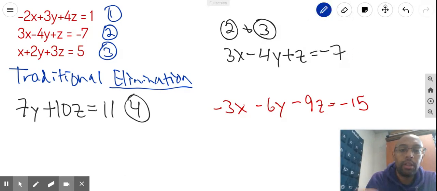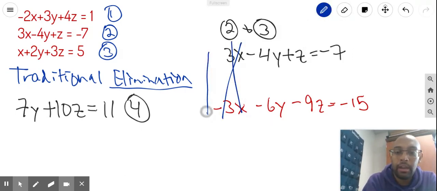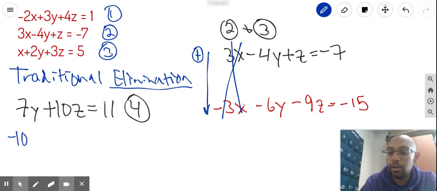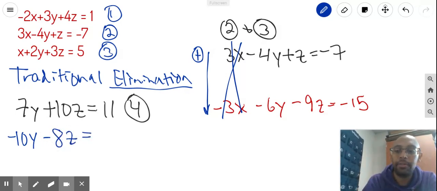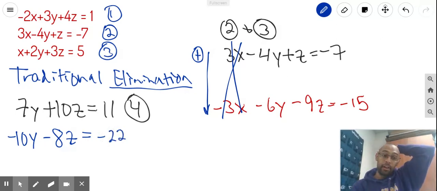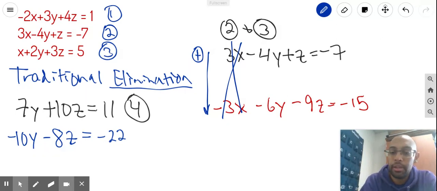And now I will show the elimination. So the x's are gone. And then I'm adding top down. So negative 4 plus negative 6 is a negative 10y. Z minus 9z is negative 8z. And negative 7 plus negative 15 is negative 22. Okay, be very wary and careful of your negatives. And this I'm going to denote as equation 5.